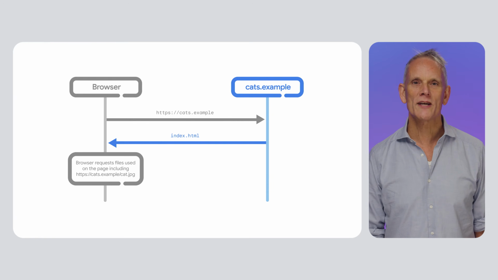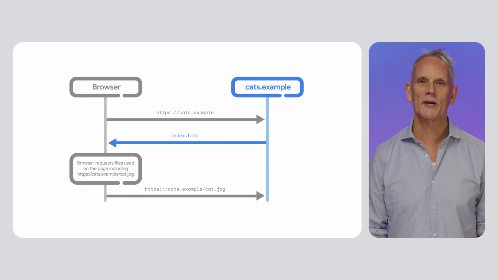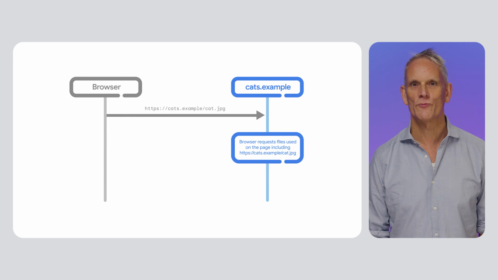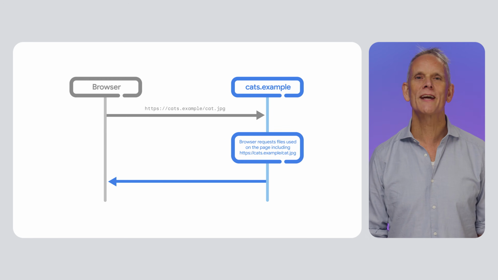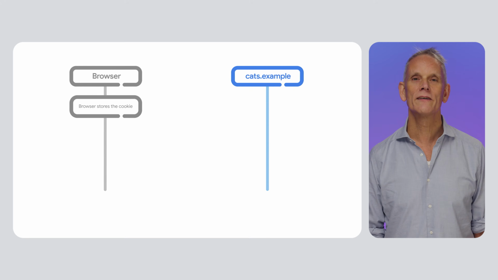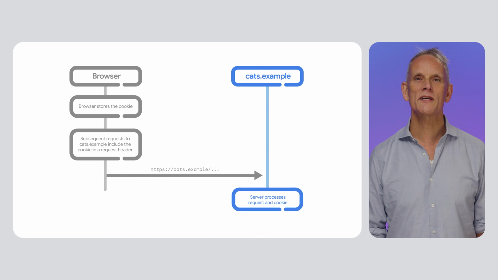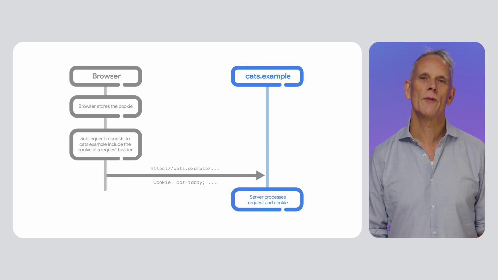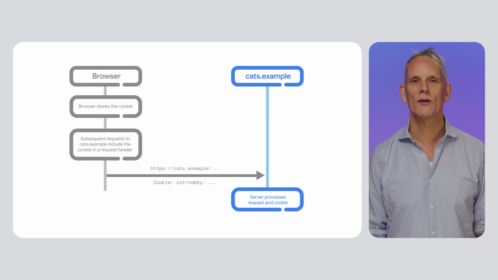Your browser requests an image file from the cats.example web server. The cats.example server responds with the file, and the response includes the header set cookie cat equals tabby. Your browser stores the cookie, and from now on, your browser includes the header cookie cat equals tabby whenever it makes a request to cats.example.